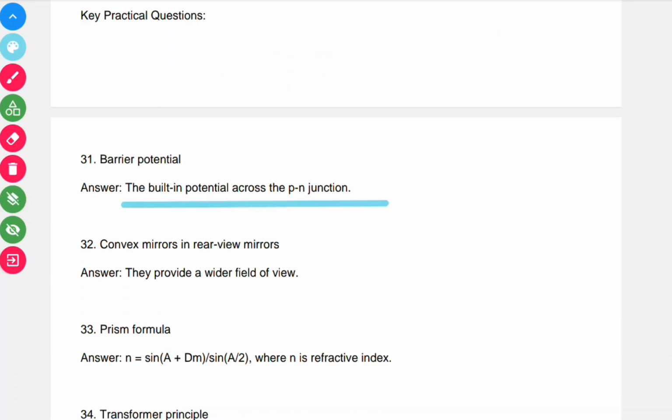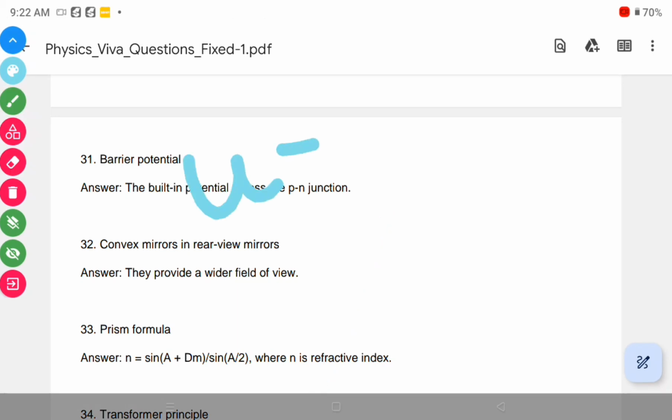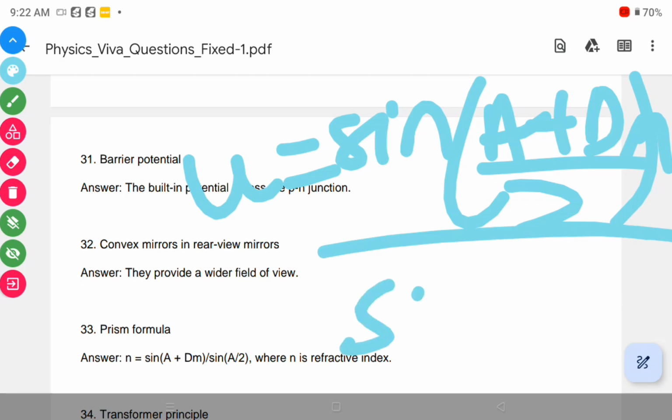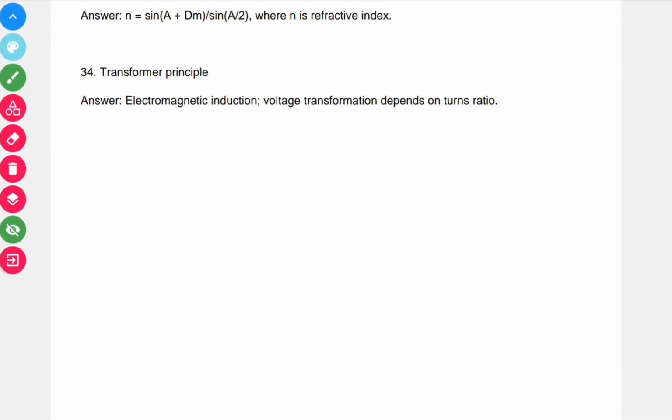Barrier potential is the built-in potential across the PN junction. Convex mirrors are used as rear view mirrors, they provide a wider field of view. Prism formula. Transformer principle in electromagnetic induction, voltage transformation depends on turns ratio.